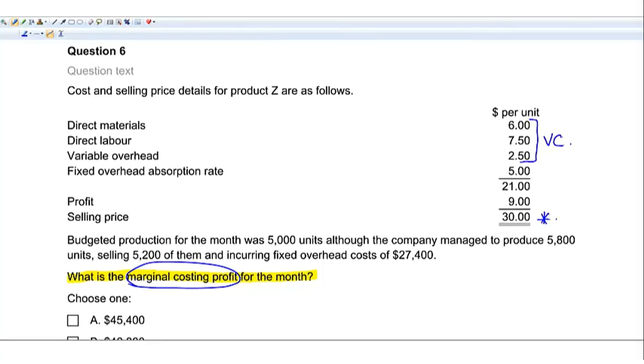So we need to calculate the contribution per unit, and then we need to multiply the contribution per unit by the number of units that have been sold in the month. You can see what I'm doing with the exam technique here is I'm pulling out the relevant information from the question, and that will therefore aid me when I start to do the calculation.